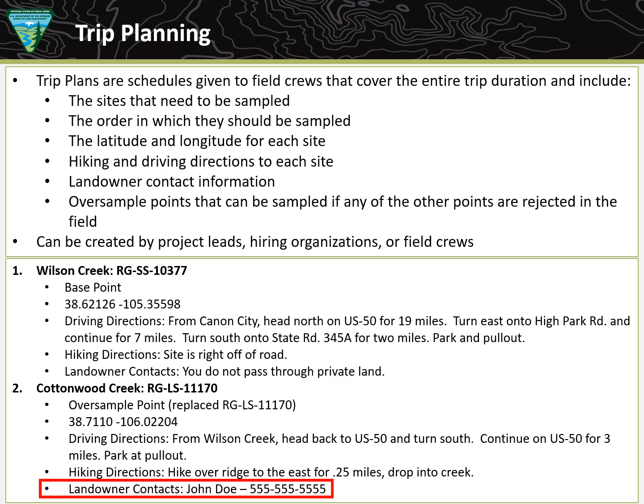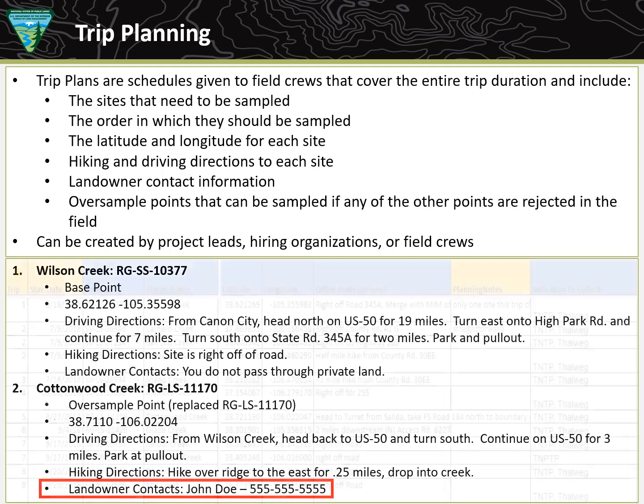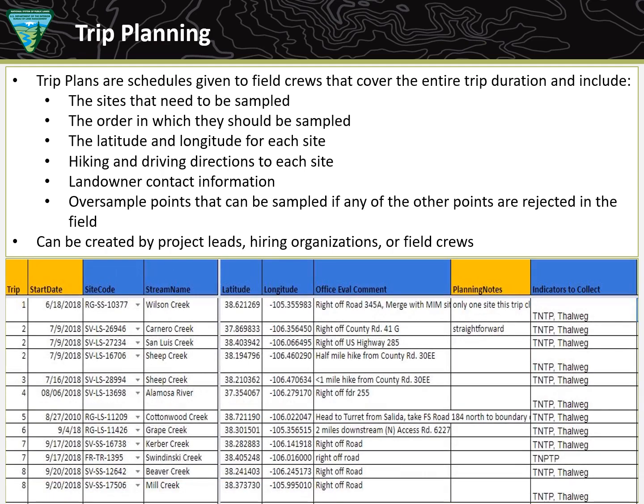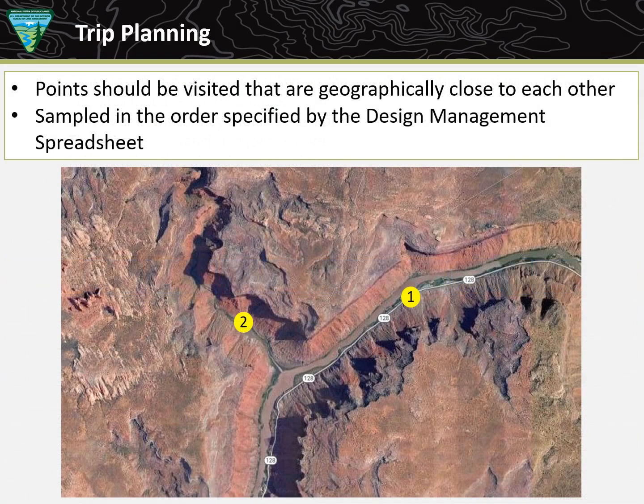It is also a good idea to include this information for a few oversample points if any of the base points that are assigned get rejected in the field. Trip plans can be created by project leads, hiring organizations, or the field crews themselves. All the information that should be included in trip plans is available in the Trip Planning and Field Tracking Worksheet. When designing a trip plan, points should be visited that are geographically close to each other if possible and sampled in the order specified by the Design Management Spreadsheet.